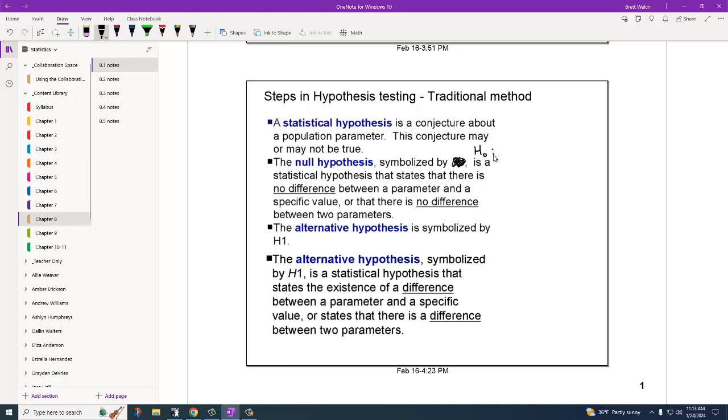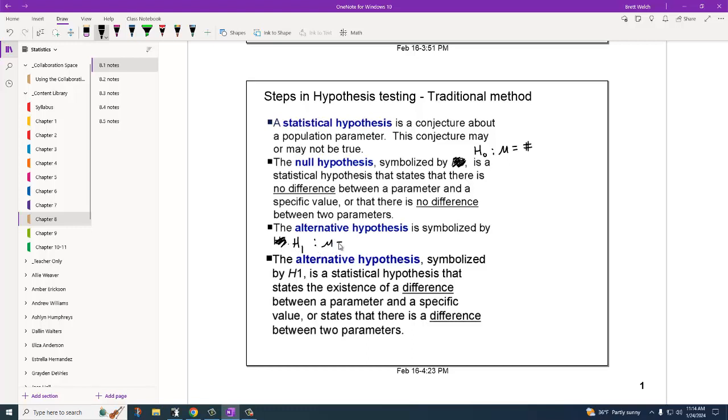So the parameter that we're going to use first would be the mean, and here we would say that the mean is equal to a specific number based on previous data. We'd say, hey, we think that the mean is not different. So the null hypothesis is that there is no difference, or that it's exactly equal. The alternative hypothesis, which is symbolized by H sub 1, is going to be that there is a difference.